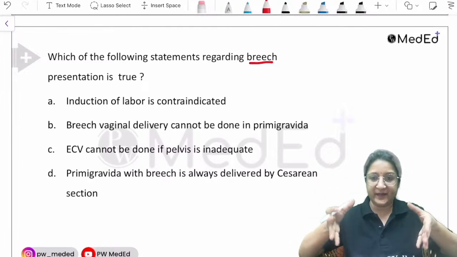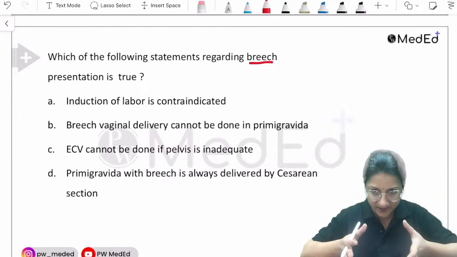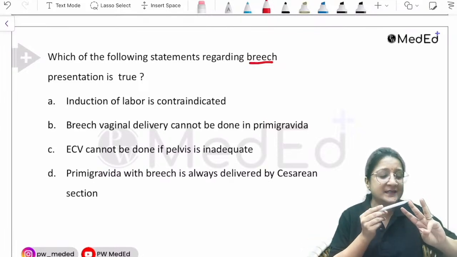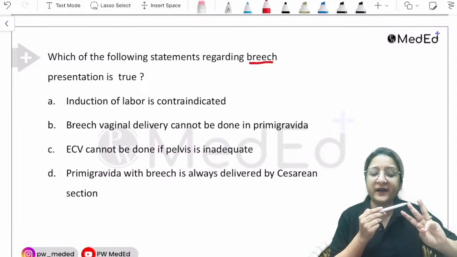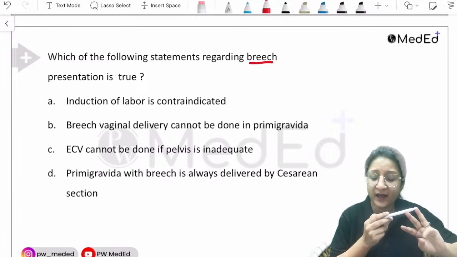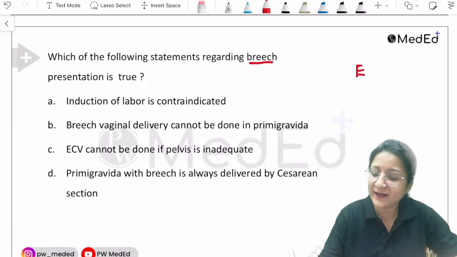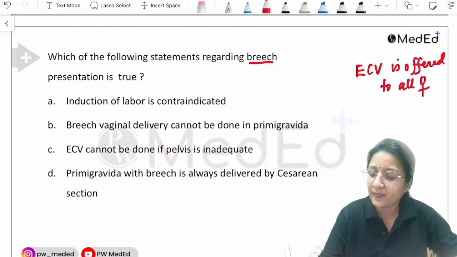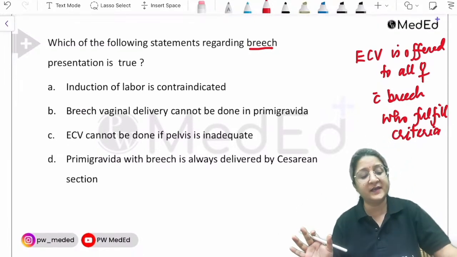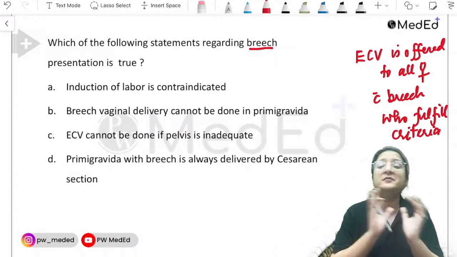Let us clarify one thing to begin with. There is a woman, let's say she is in breech presentation. She has three options. One is a breech vaginal delivery. Second is we offer an external cephalic version. And third is a direct cesarean section. Please remember that external cephalic version is offered to all women with breech presentation who fulfill the criteria, whether primi, whether multi, whatever.